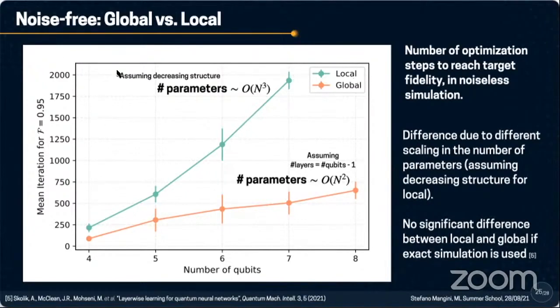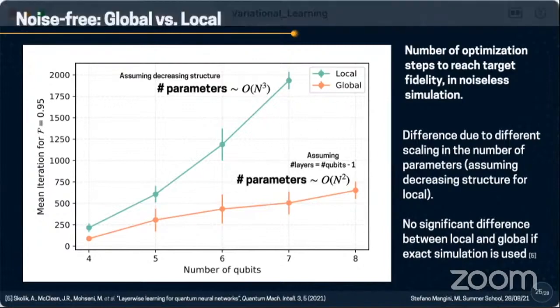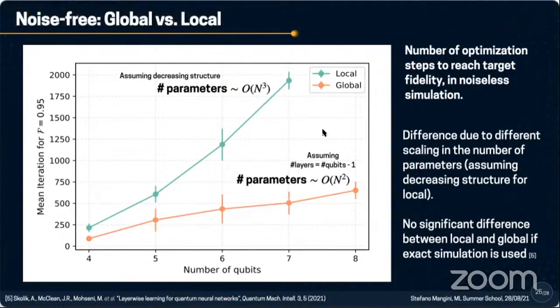If you're using instead the local approach, assuming the always decreasing structure, which seems to behave the best, we have this kind of scaling. So we have n cubed parameters. This explains why the required number of iterations for the local approach is worse, let's say, with respect to the global one. But apart from this different scaling, what we saw is that both of them are actually able to train and to optimize and to properly approximate the exact circuit. And this is something that was also seen in this paper, which I referenced at the bottom, where they also compared a similar thing.